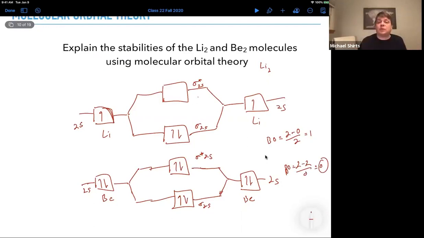So that's a basic introduction to molecular orbital theory. And in the next segment, we'll start looking at how that applies to more complicated molecules when you start adding p orbitals in as well.